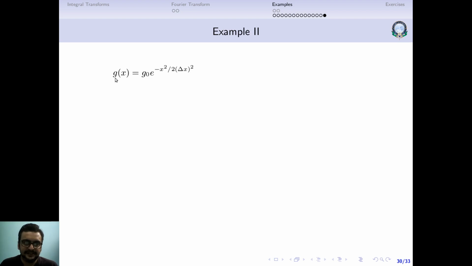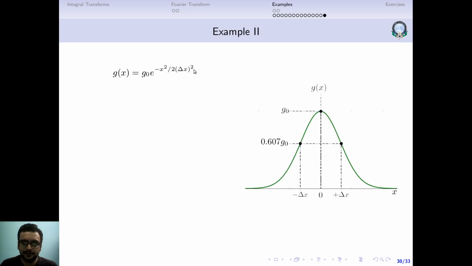So let's say the function g of x is equal to g naught e to the power minus x square by 2 delta x whole square. Okay, so this is how a Gaussian function, also known as a bell curve, looks like. On the horizontal axis we have x and on the vertical axis we have g of x.